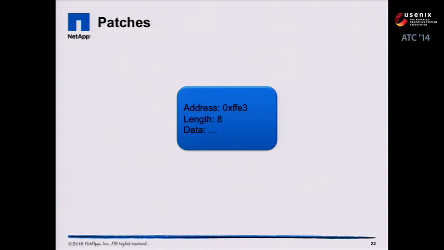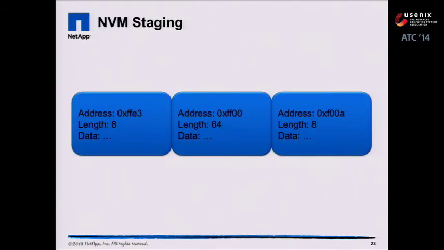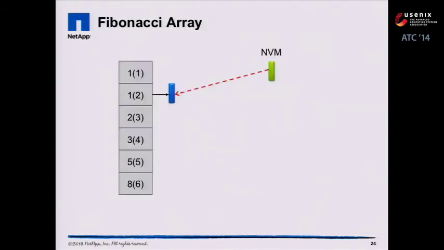So what we actually send over the wire are patches, which include the address, the length of the update, and the actual data. We sort these by address, and then we write them out to the Fibonacci array. We accumulate them in a piece of NVM, and then we write them out to disk in those pieces. We alternate between the first levels, and then when two neighboring levels are occupied, we merge them. It's trivial because they're sorted by memory order already, and we just keep doing this.